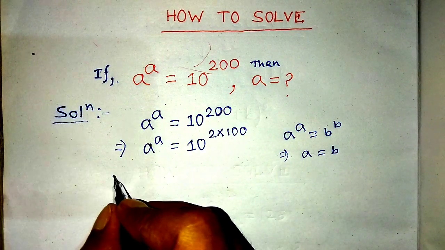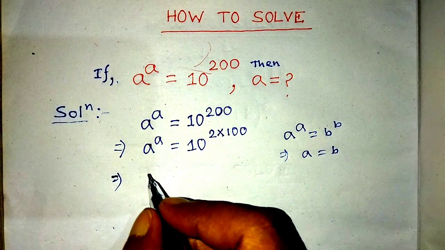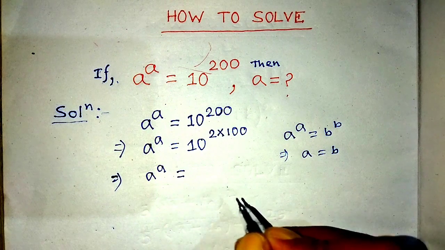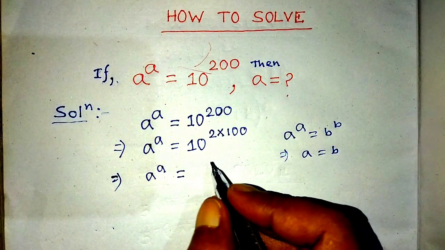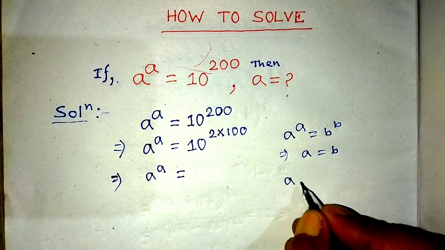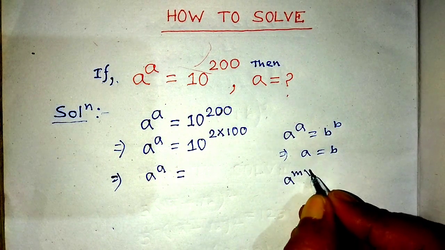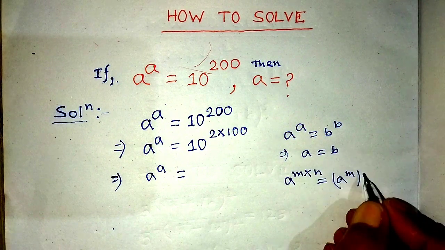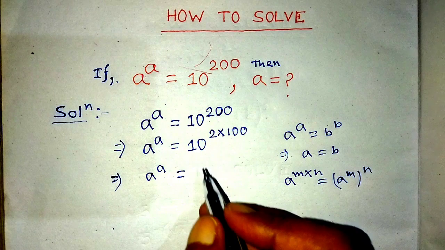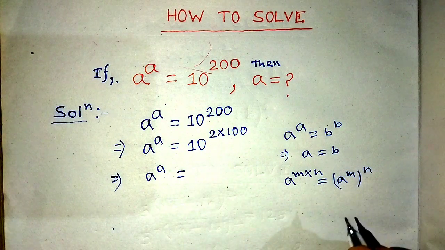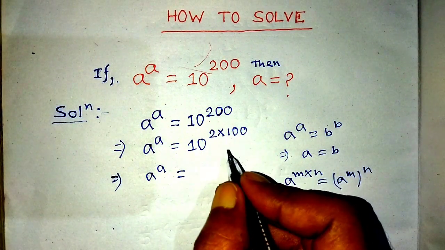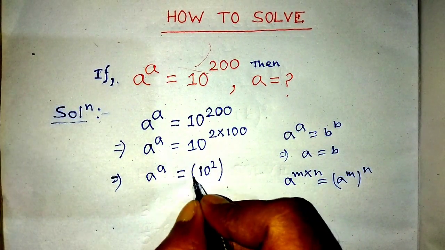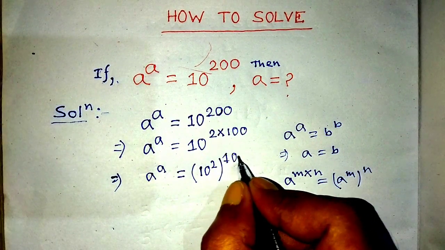Okay student, after that again we have to write a to the power a on the left hand side of this equation, and on the right hand side we have to apply the formula a to the power m into n is equal to a to the power m whole to the power n. So this formula we have to apply on the right side. After applying this formula on the right side, we can write from this exponential form 10 to the power 2 whole to the power 100.